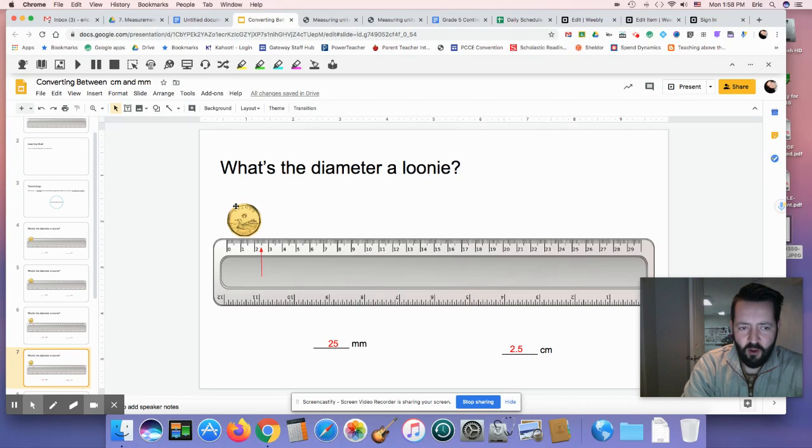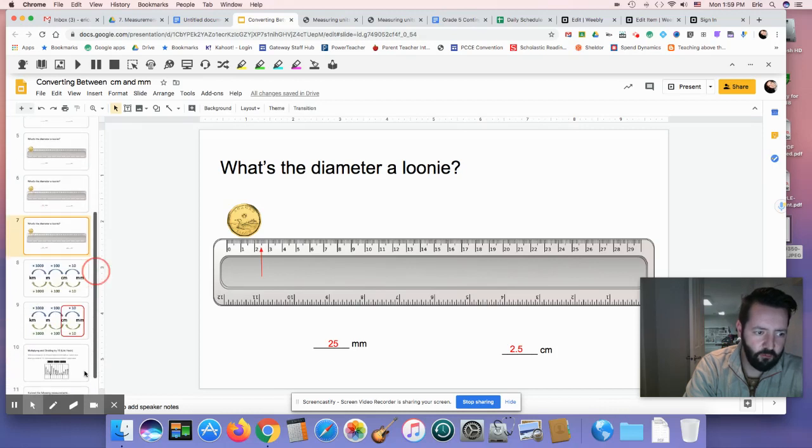And so we are measuring the same object here. We measured a loonie in millimeters and we measured a loonie in centimeters. And it turns out that 25 millimeters is the exact same as 2.5 centimeters, all right? So that's just a little example where we can use two different units to measure the same object and it'll give us two different answers there, okay?